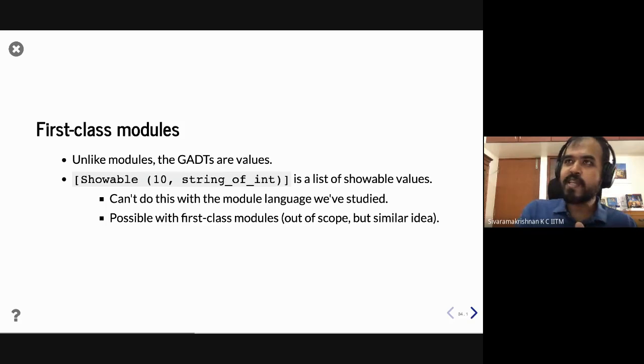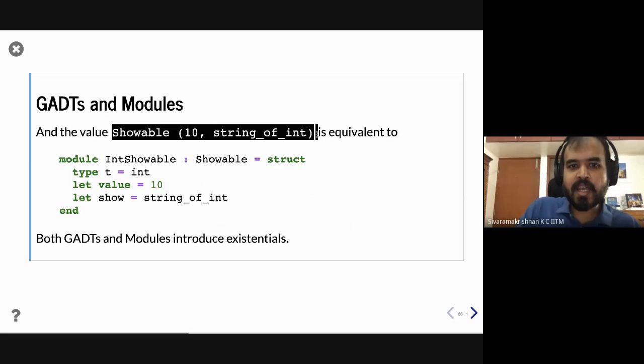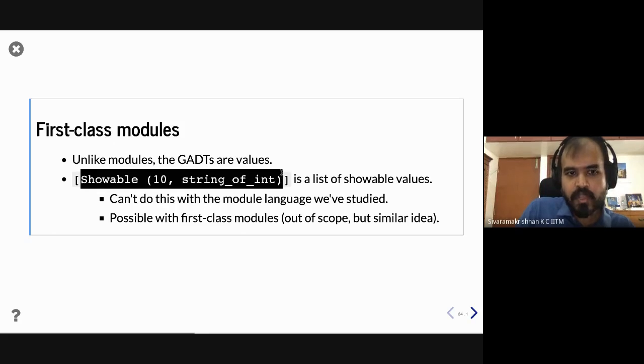But we have this GADTs, right, which also introduce abstract types. And these are just values, right? Whenever I write showable 10 string of int, they are just values. So they sort of give you the same expressive power as first class modules. So if you think about this as just a module, so this showable 10 string of int is just a module. What I have here is a list of modules, right? This list happens to be a singleton list, but that's fine.